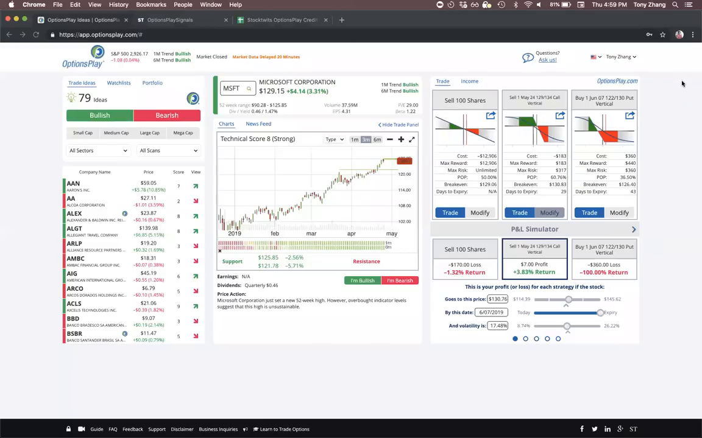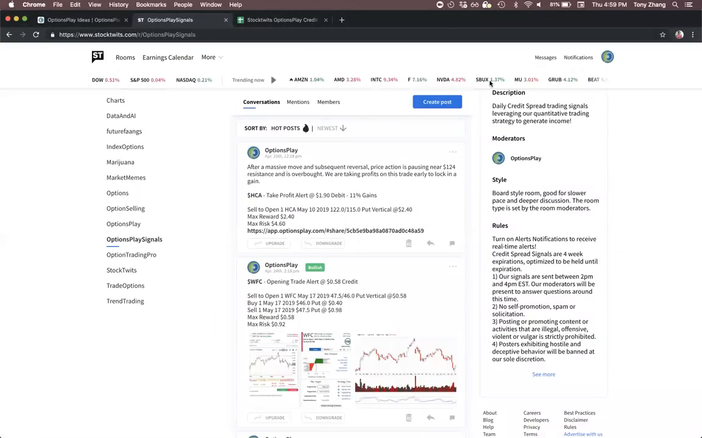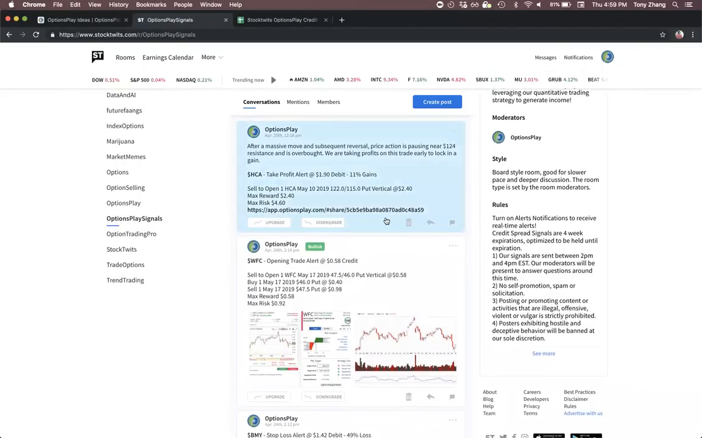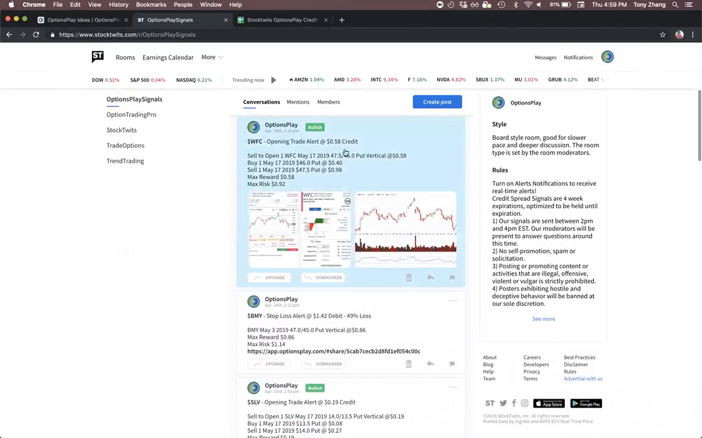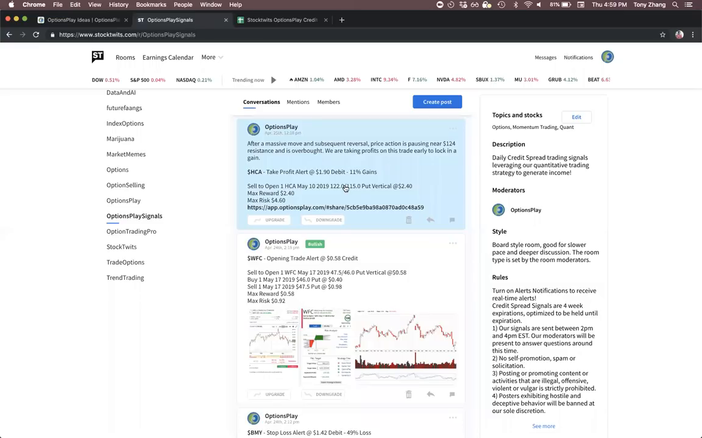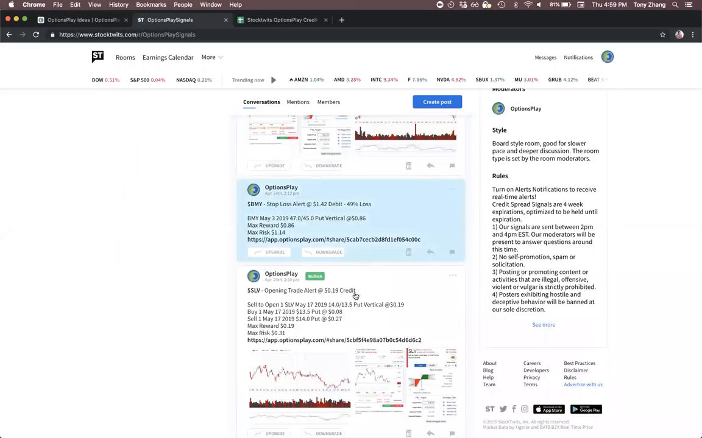Now, I didn't quite have enough time to get to more examples here today, but I do want to give you guys, for those of you that are interested in the call credit spread trading signals, a sense for how we post things. So what you basically get is a stream of entry signals. So here's a Wells Fargo trade that we sold yesterday, and take profit alerts. And you basically just get them in real time.